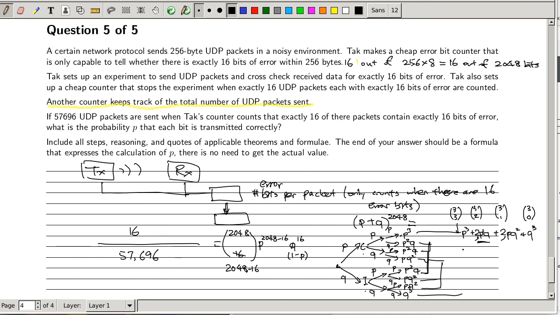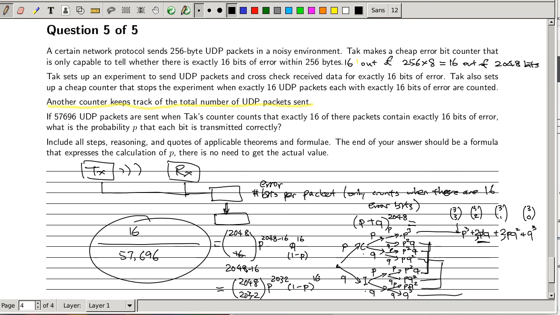But in the end, when we get to this part here, we have a constant on one side, and on the other side, we have a coefficient, which is 2048 choose 2032, p to the power of 2032, and then 1 minus p to the power of 16. That is sufficient.